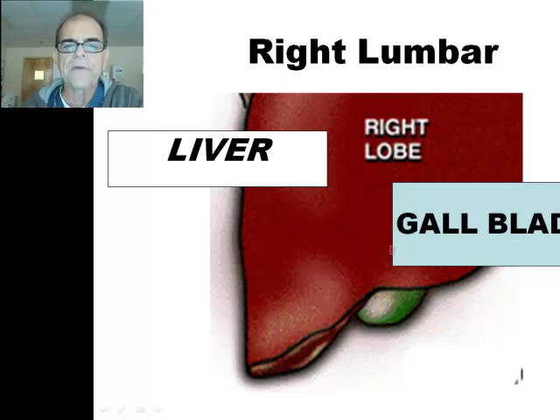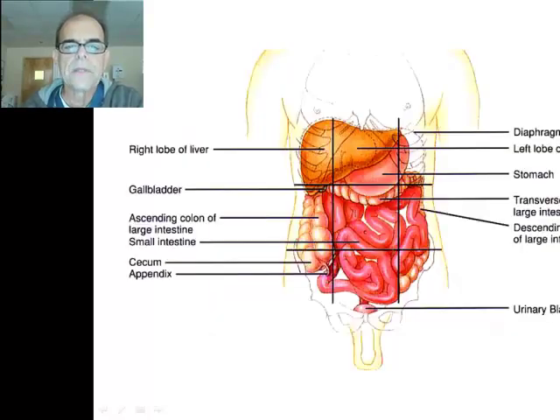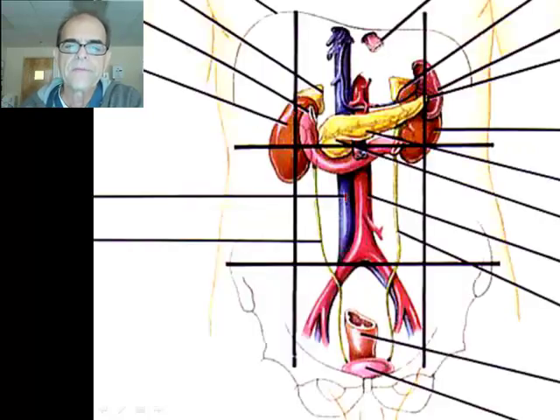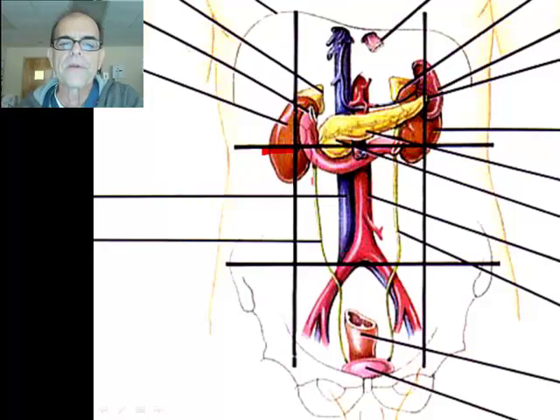Liver and gallbladder. You can see here in the right lumbar area a little portion of the liver and the fundus of the gallbladder. This point here is called the Murphy point and is very important in ultrasound. Right lumbar: the right kidney is there, and you can see here the portion of the right kidney that is in the right lumbar region.